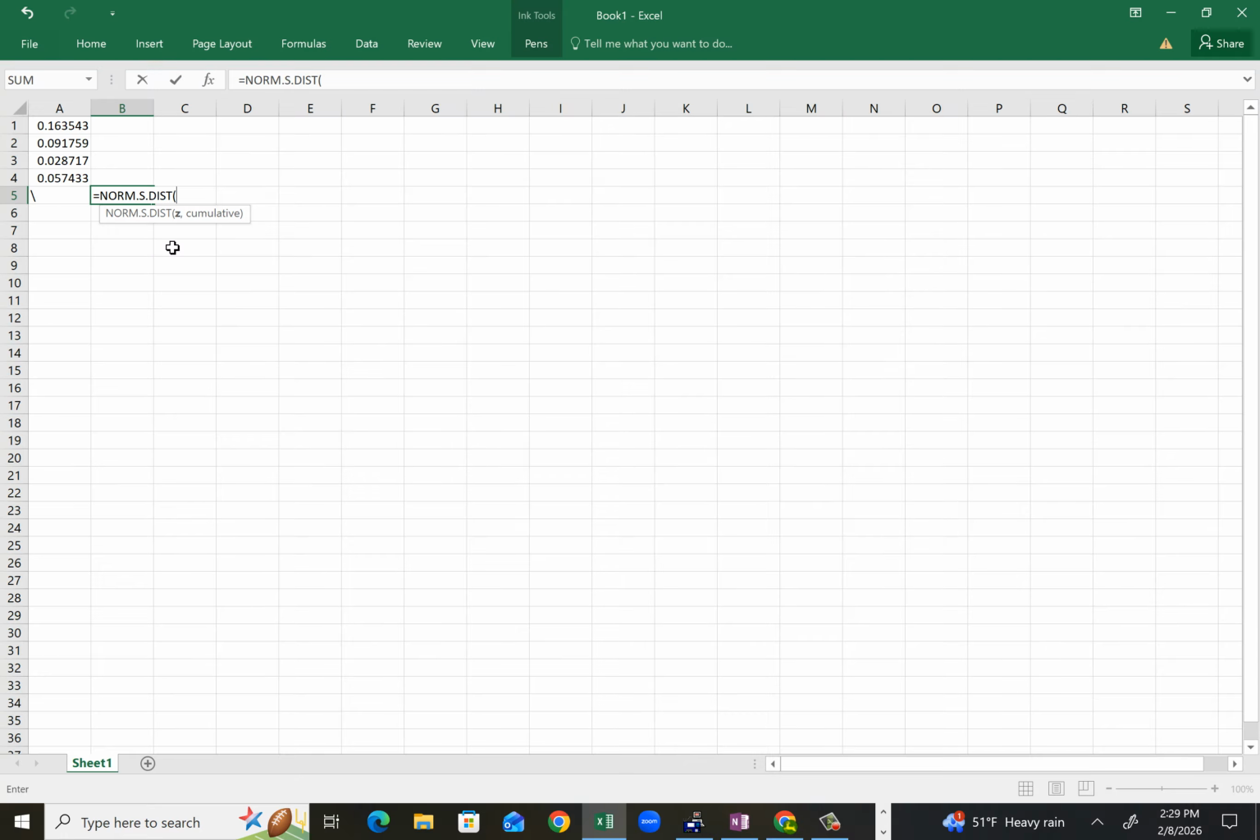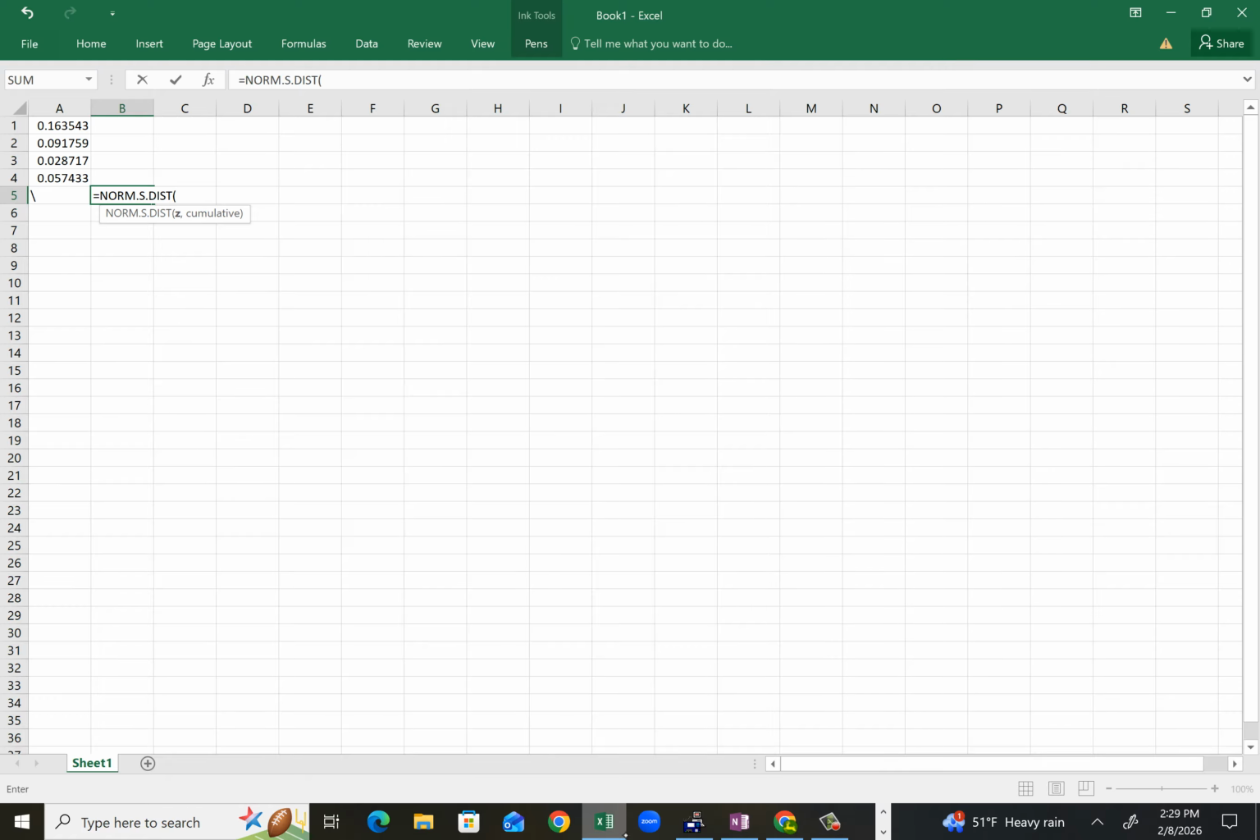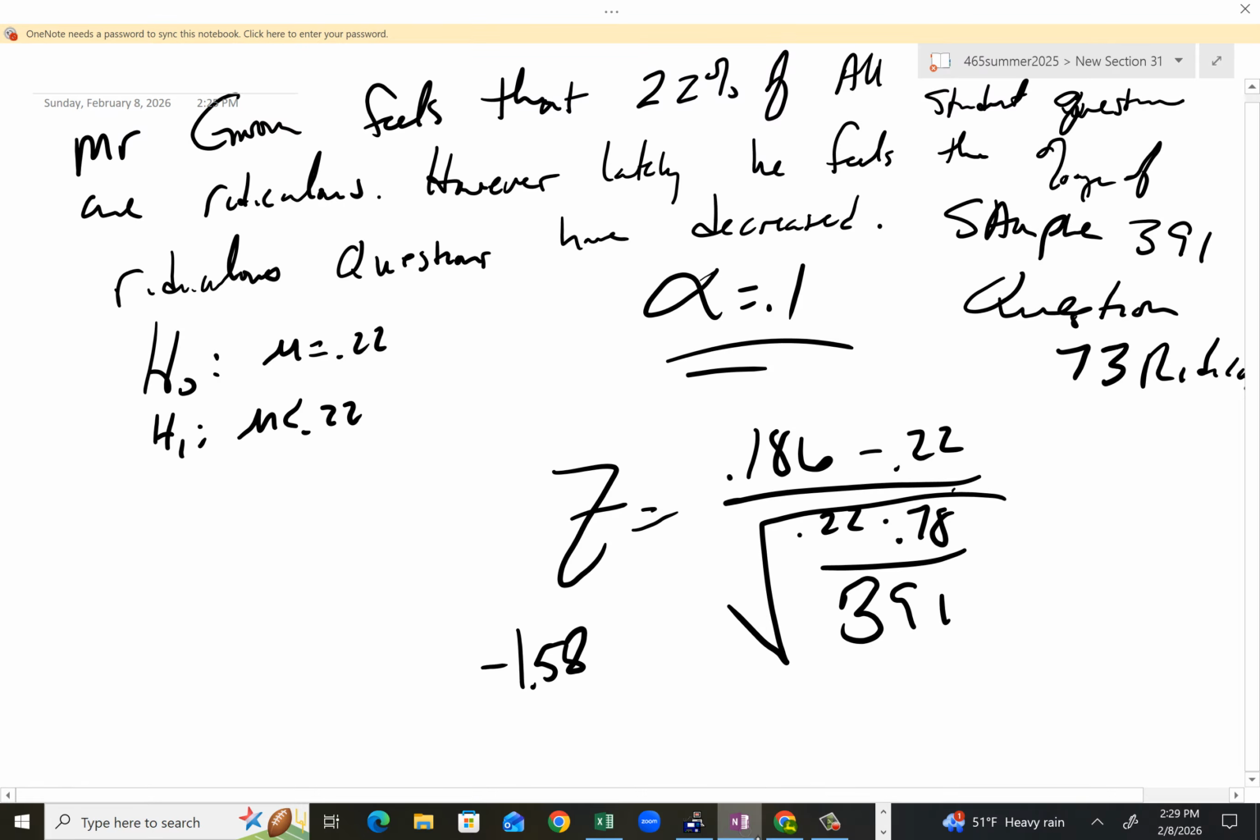Negative 1.58. Oh, you stupid idiot. Well, yes, if you were 158 deviations below the mean, the answer would be 0. Facts. I weigh 158 deviations less than average. Hello, negative 500 pounder. Yeah, so 0.057. Do you see that? So our P is 0.057.